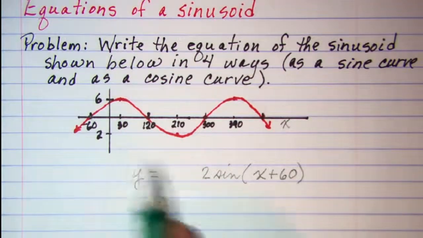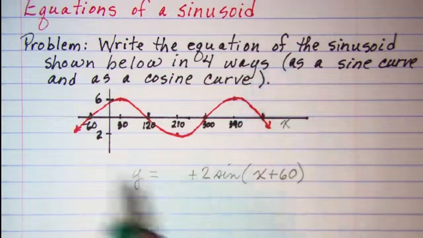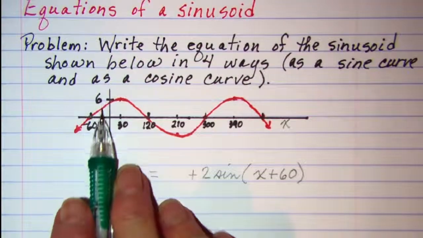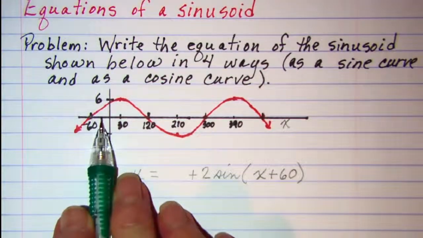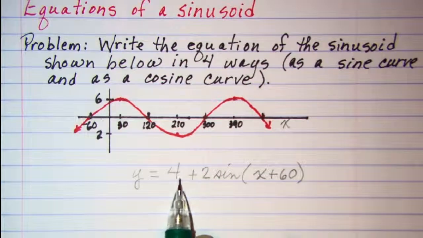And then, if that's plus there, we can put my center line 2 units down from 6. It'll be at 4. So my center line is moved up 4 units.